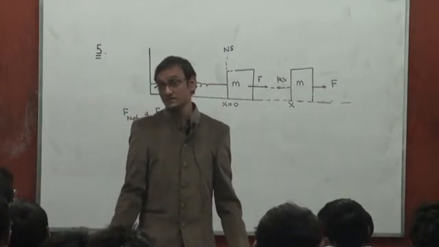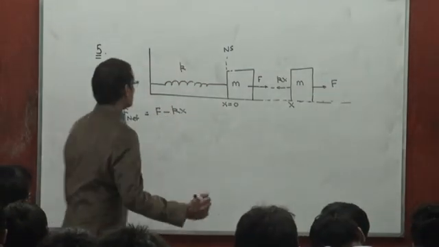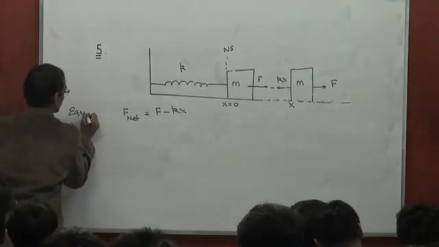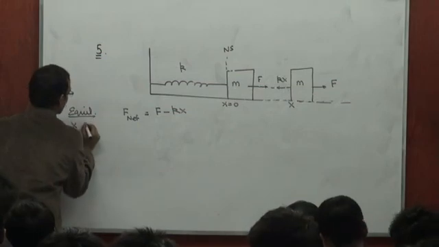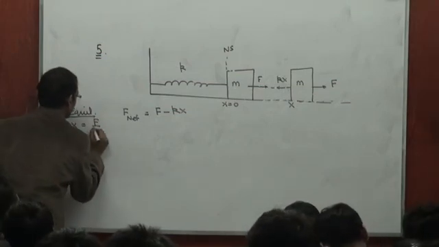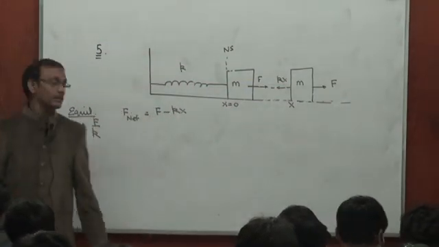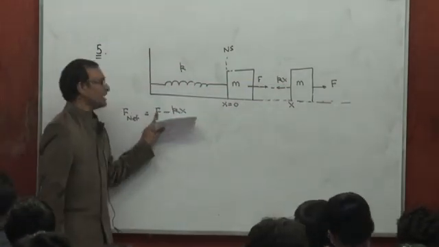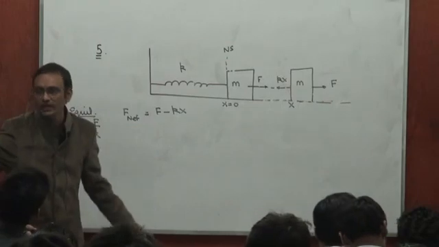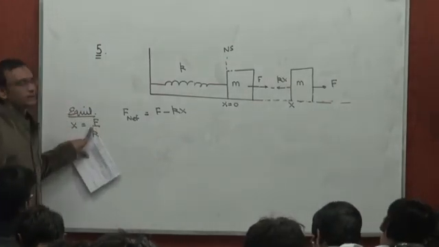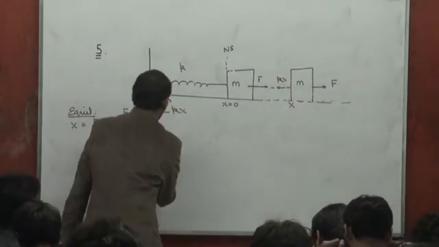But the equilibrium position will now change. The equilibrium position is going to be x equal to F by k. Equilibrium position would be when F net is 0. That x will give you the equilibrium position. Yes or no?